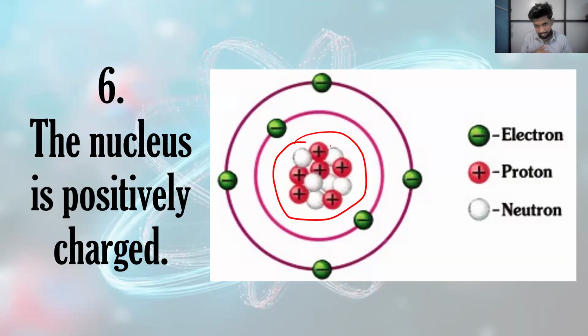So if I ask you, what is the charge of the nucleus? What will be the answer? You want to be very clear in this one. If I ask what is the charge of the proton, that will be positive charge. The red color one, that is positive charge, protons. And the white color one, that is neutrons, that is no charge. They don't have any kind of charges. The electrons will have negative charge.